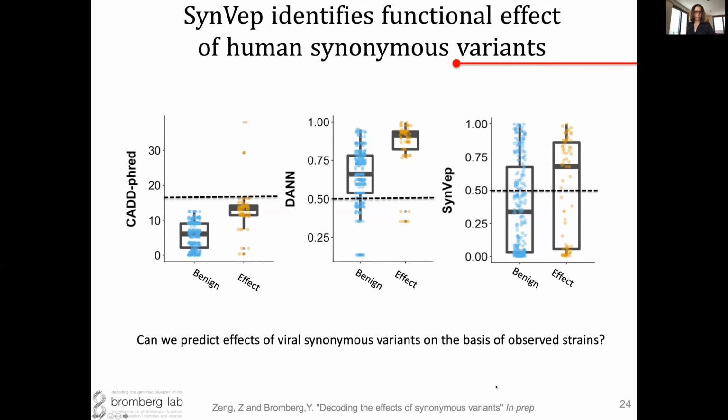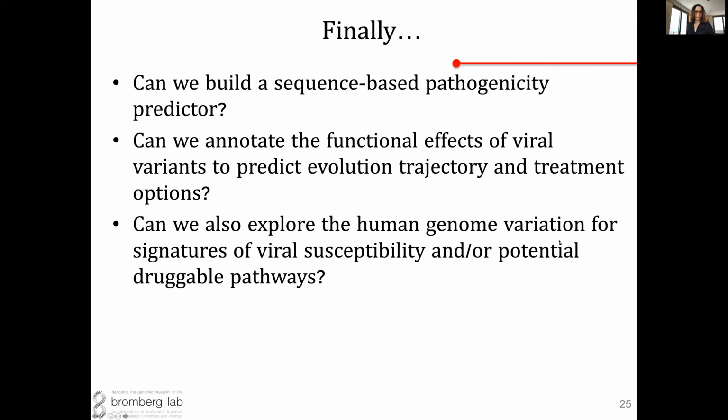And I think that's where I'm going to stop. So I have only questions, no answers for you. Can we build a sequence-based pathogenicity predictor? Can we annotate the functional effects of viral variants to predict evolutionary trajectory? And also, can we explore the human genome? I didn't talk about this at all, but we do this a lot. Can we explore the human genome variation for signatures of viral susceptibility and/or for potential druggable pathways?